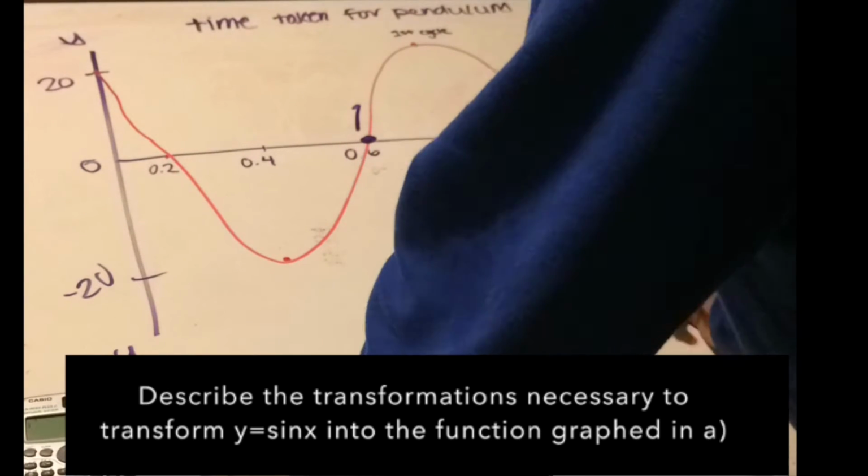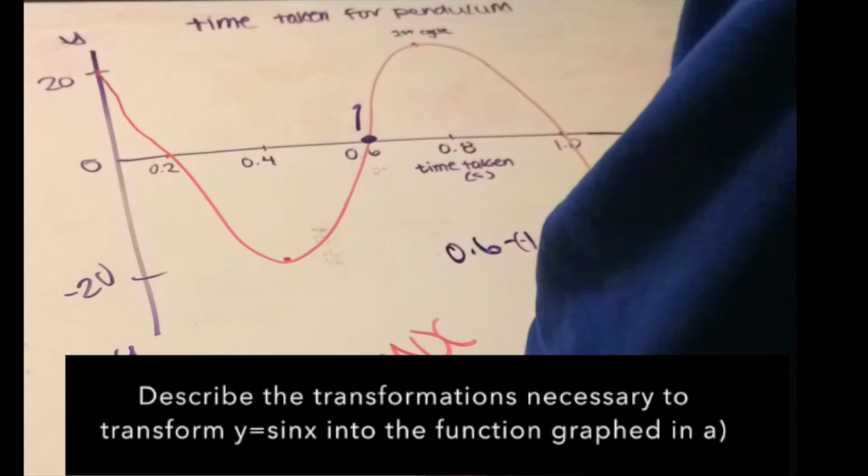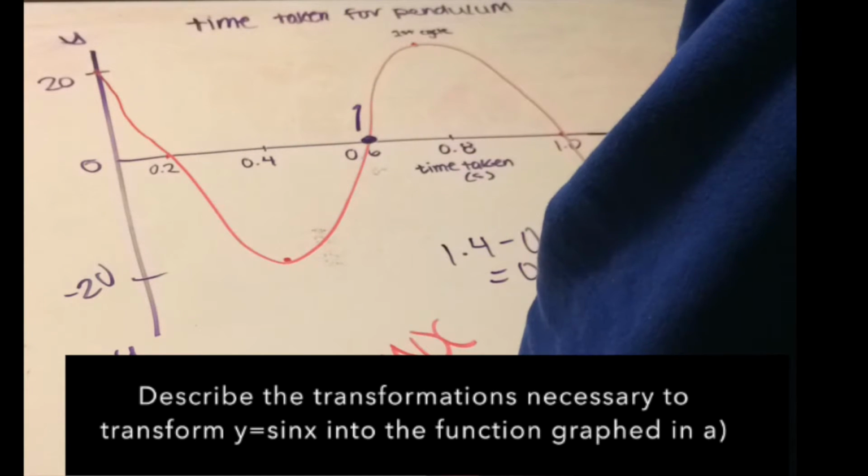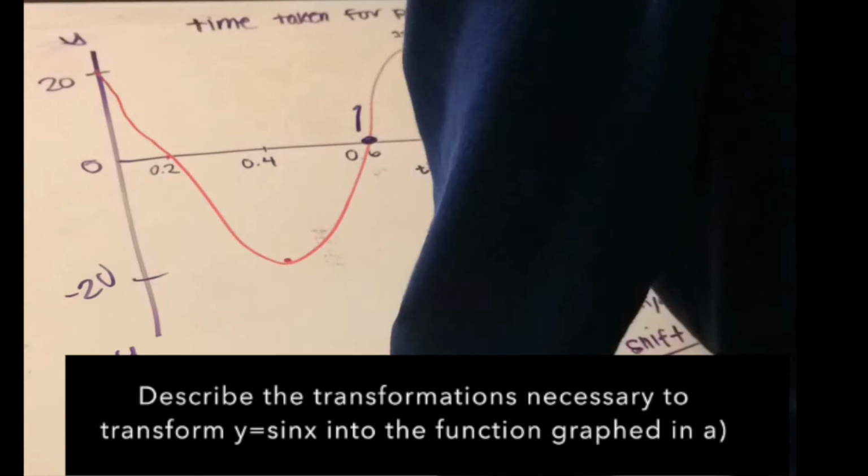So furthermore, the only transformation that the cosine graph must do to transform into a sine graph is a horizontal translation to the right by 0.6.